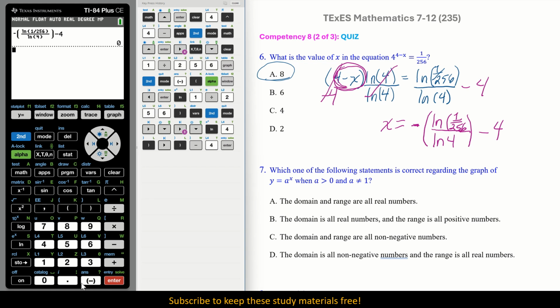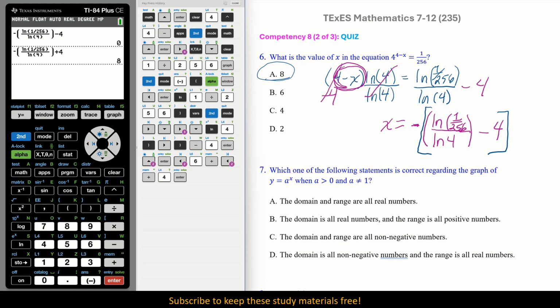Oh, I see what I did. You may have seen it too. If I'm going to say negative, I have to say negative of everything. In that case, we can bring this down and enter again. What will happen is this negative, in the way I put it in, would become a positive 4. Now let's push enter.